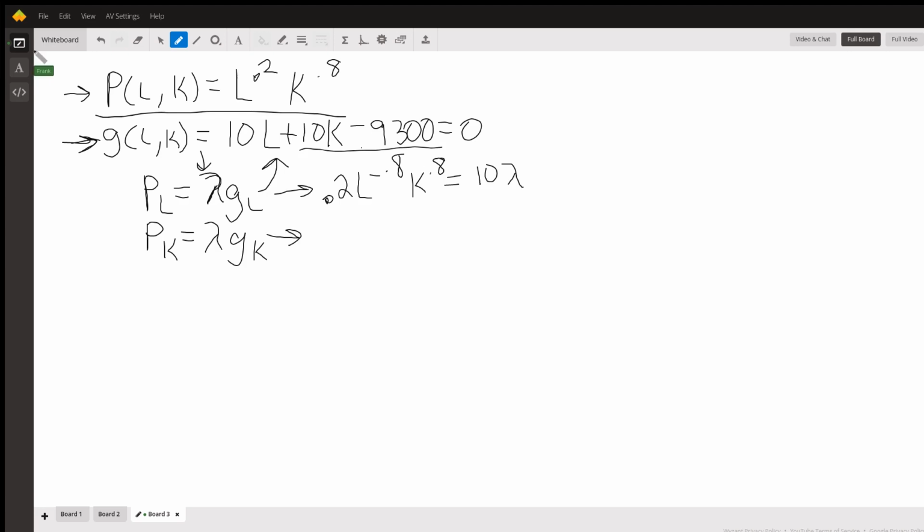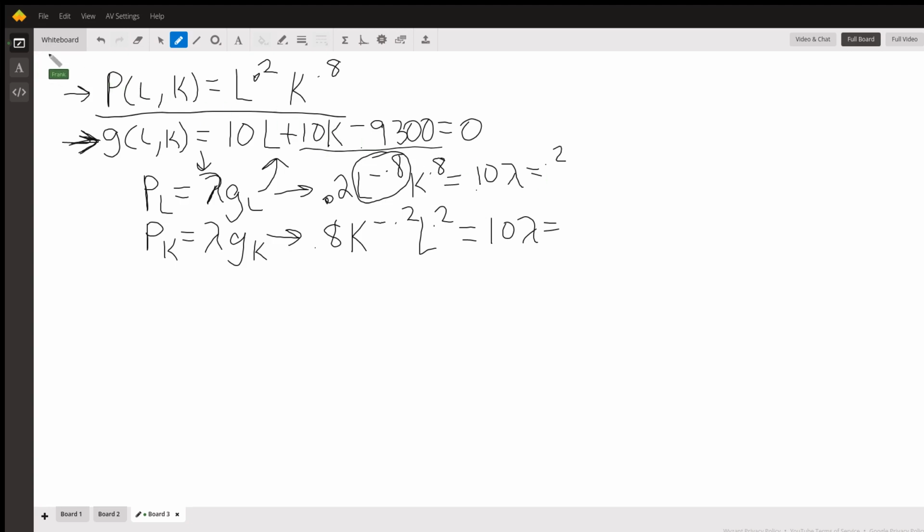And then P with respect to K is 0.8 K to the power 0.8 minus 1, which is negative 0.2, times L to the 0.2. L is just a constant. And that equals, again, the constraint function derivative with respect to K, which is just 10, times that constant. Now each one of these you can solve for lambda. You're going to just divide by 10, and then whichever one has a negative exponent, put that in the denominator and change the exponent to positive.